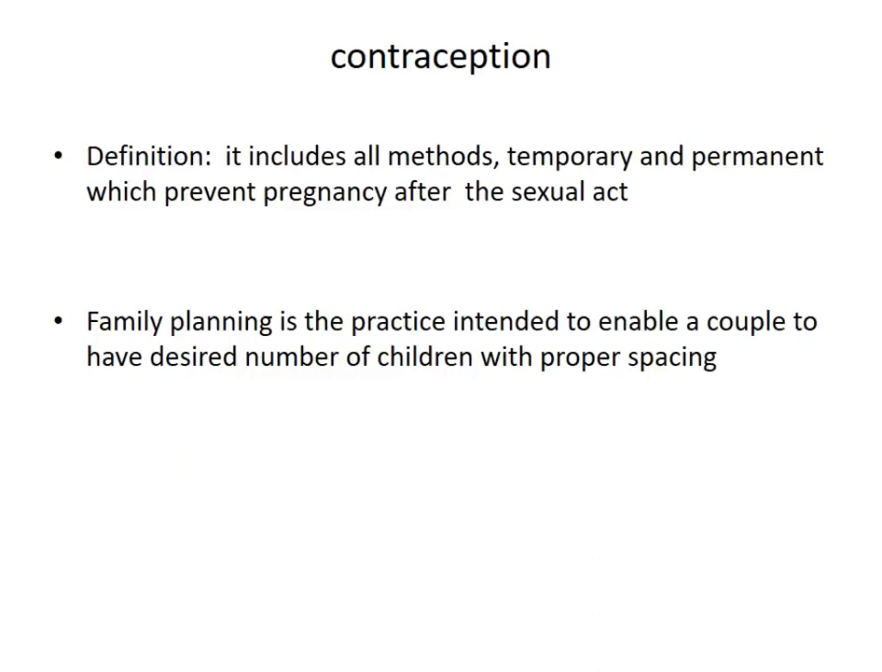So contraception by definition includes all the methods, temporary and permanent, which prevent pregnancy after a sexual act. And family planning is a practice which is intended to enable a couple to have the desired number of children with proper spacing. So we have certain temporary measures and certain permanent measures. There are conditions where we need a temporary block to conception, and sometimes we can do it permanently.